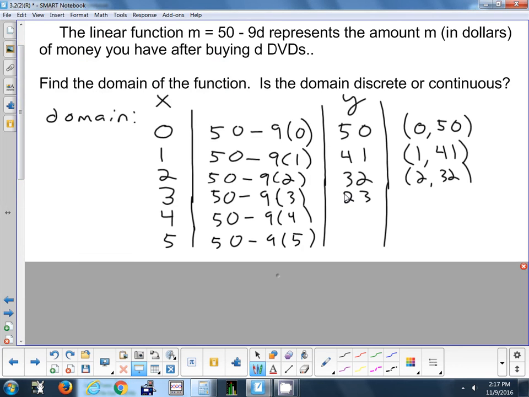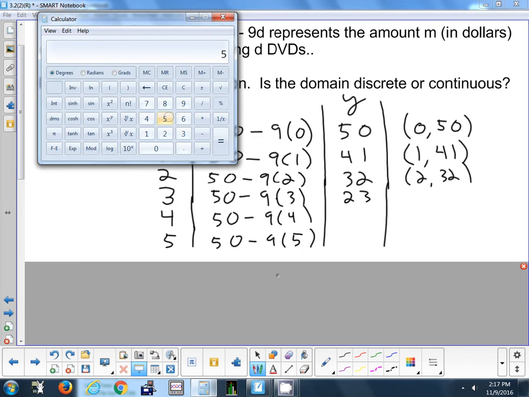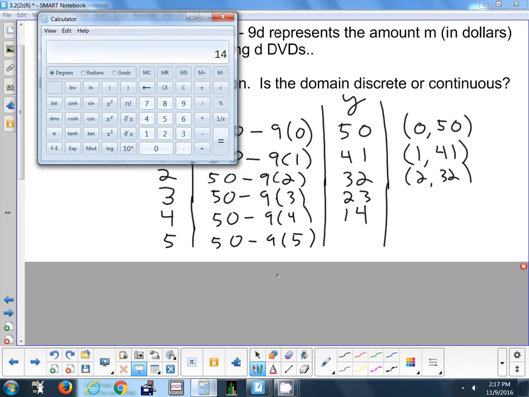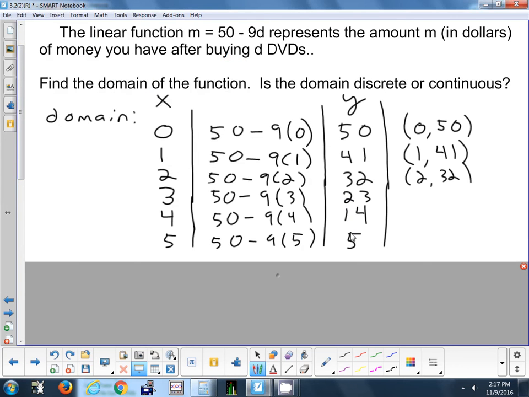What's 9 times 4? 36. So 50 minus 36 leaves me with $14. What's 9 times 5? 45. So 50 minus 45 only leaves me with $5. That's why I can't buy a 6th DVD. Okay, I'd go negative.